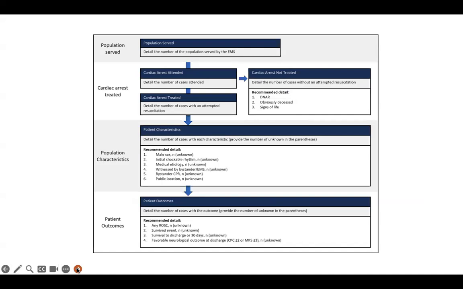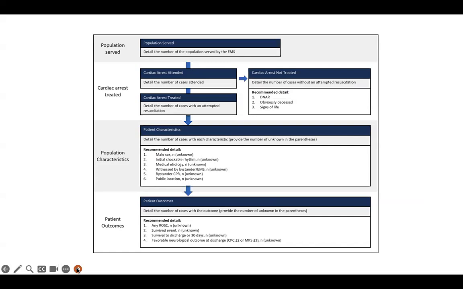And so the flowchart you're looking at now is the revised system effectiveness flowchart. This is the flowchart that we would expect you would use to depict all patients that receive an EMS attempted resuscitation. There are 4 key elements that we want you to detail in these flowcharts: the population served, the cardiac arrest treated population, the population characteristics, and the patient outcomes.